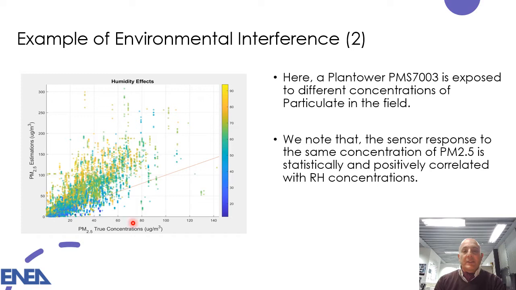Here, this is the relative humidity gauge, and the dots colored yellow are representative of very high relative humidity. You see that there is a tendency to overestimate the concentration, and the larger the relative humidity, the larger is the overestimation tendency.